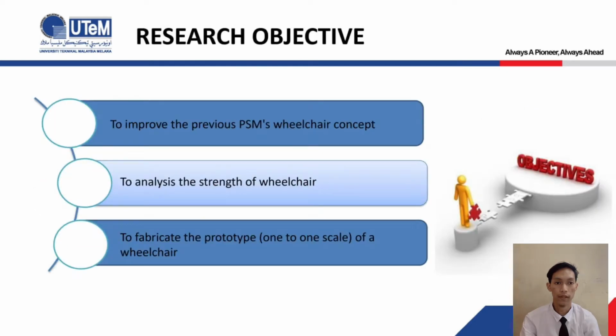Okay, for the research objective, first, to improve the previous PSM wheelchair concept. Second, to analyze the strength of the wheelchair. And third, to fabricate the prototype at 1-to-1 scale of a wheelchair.